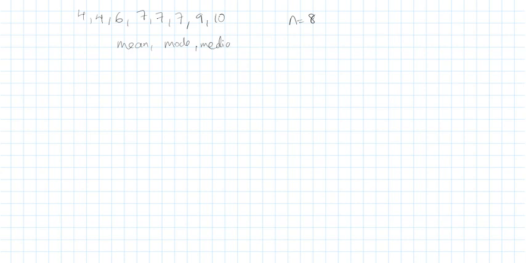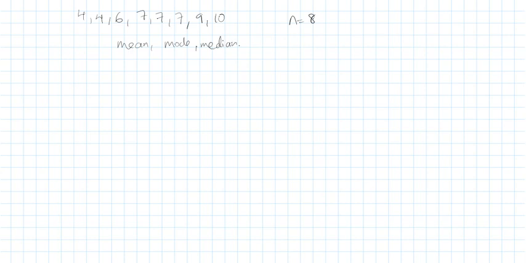So in the first data set we've got 4, 4, 6 and then number 7 3 times. Then 9 and 10. So in total you have 8 numbers. 1, 2, 3, 4, 5, 6, 7, 8. So you have 8 numbers, and the question is that you need to find the measures of central tendency. So you need to find the mean, mode and the median.